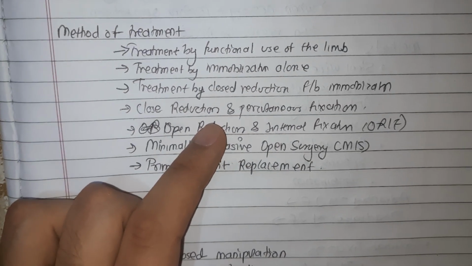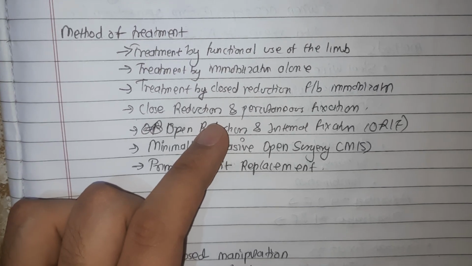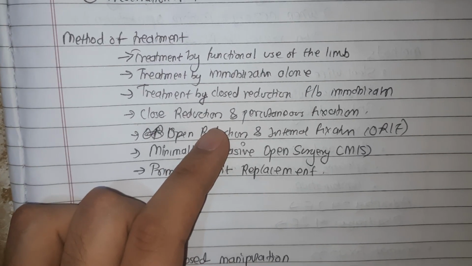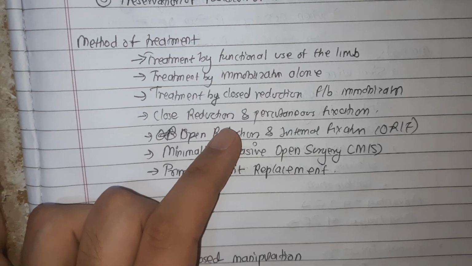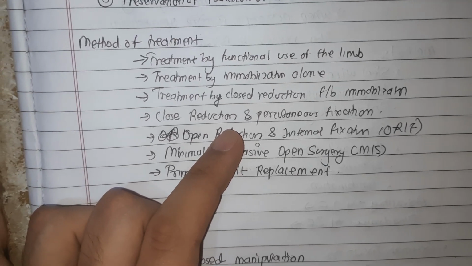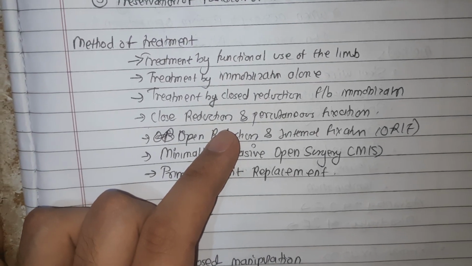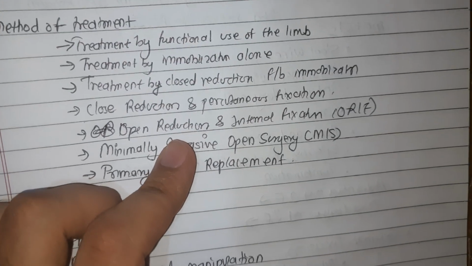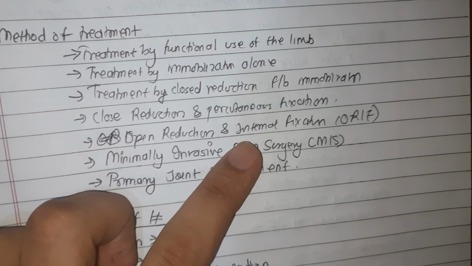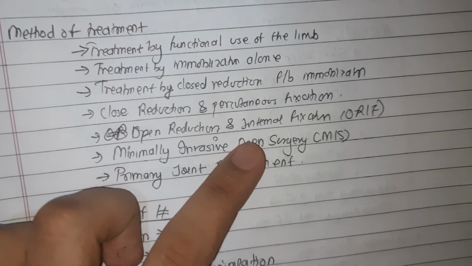And the next method is closed reduction and percutaneous fixation. There are fractures which, though they can be reduced by closed manipulation, are unstable and have potential to get displaced subsequently. So these fractures are reduced under the image intensifier and fixed with percutaneous devices such as K-wire, Rush pin, and so on.